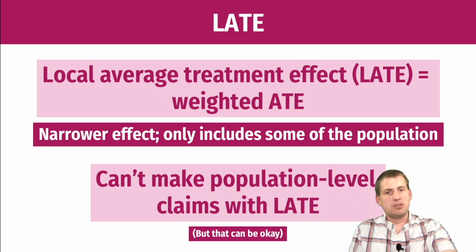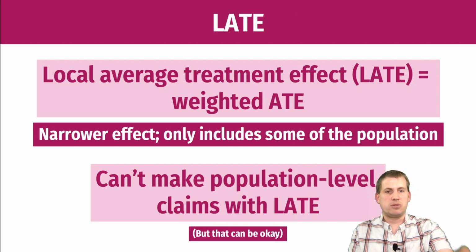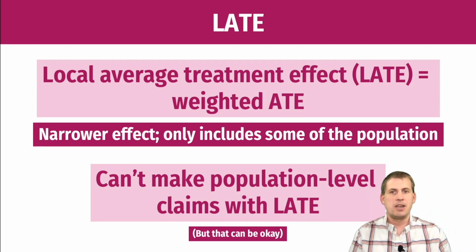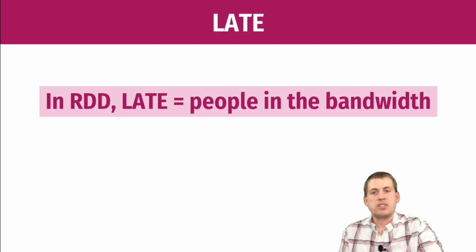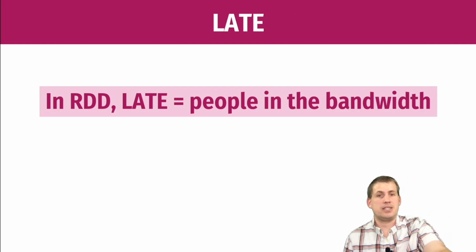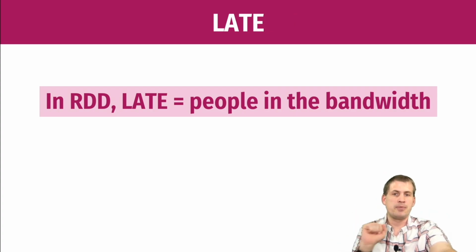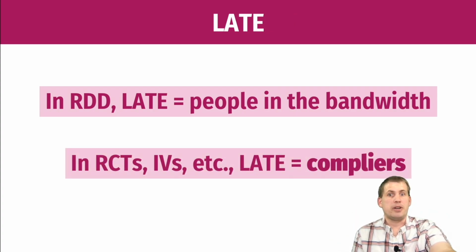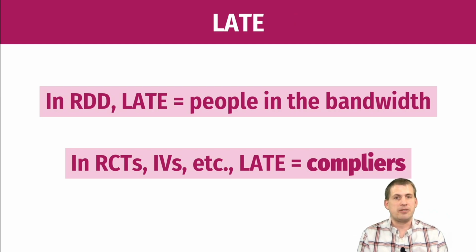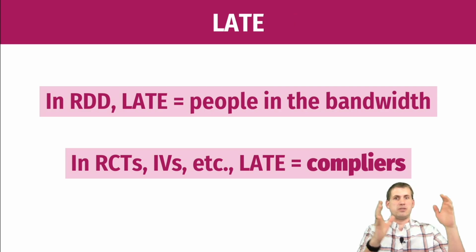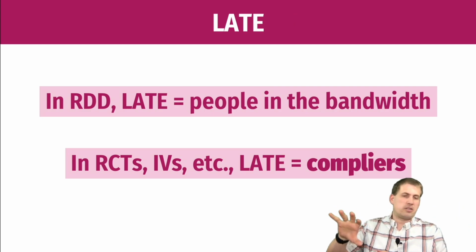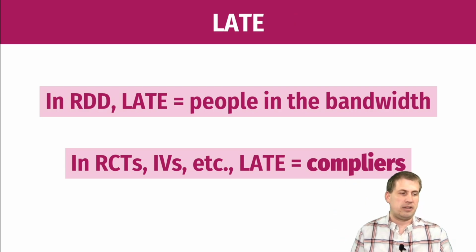And so it's fine to make claims using local average treatment effects or conditional treatment effects for a segment of the population, as long as you make that clear and emphasize those caveats. So in regression discontinuity, the local average treatment effect is the people in the bandwidth, so that's all you're looking at. With instrumental variables and randomized controlled trials and other things, your local average treatment effect is for the compliers. We're only looking at the effect of the program on people who are assigned to the program and who then do the program. We're not looking at other parts of the population. We're just looking at the complier causal effect.